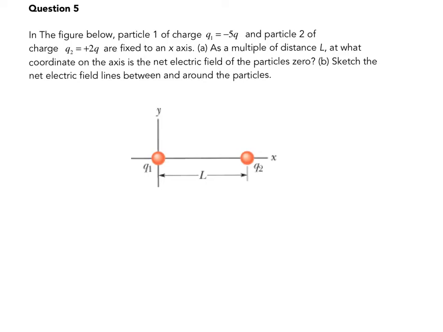So as a multiple of distance L, at what coordinate on the axis is the net electric field of the particle 0? So you can have a think about whereabouts that should be. So yeah, we'll find that out in a second. We'll work it out. So what we need to do here is then say that the net field from Q1 plus Q2 is 0.